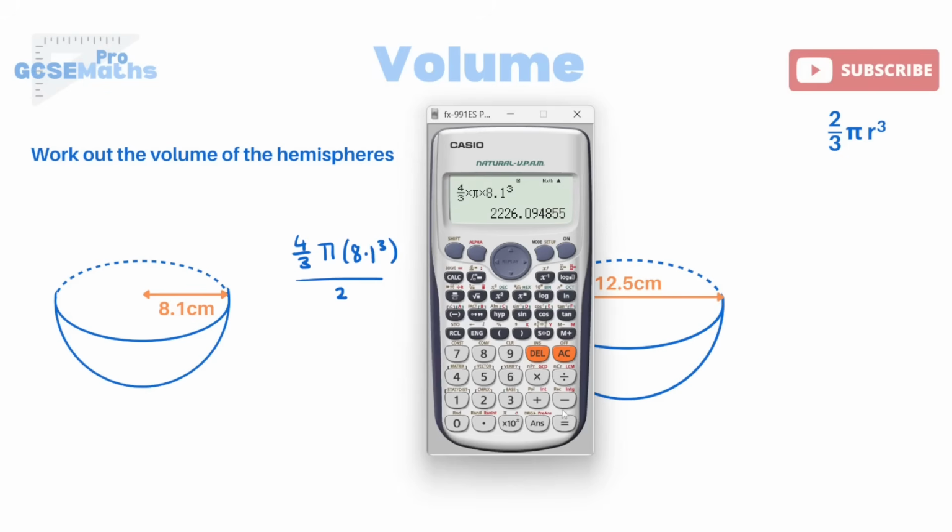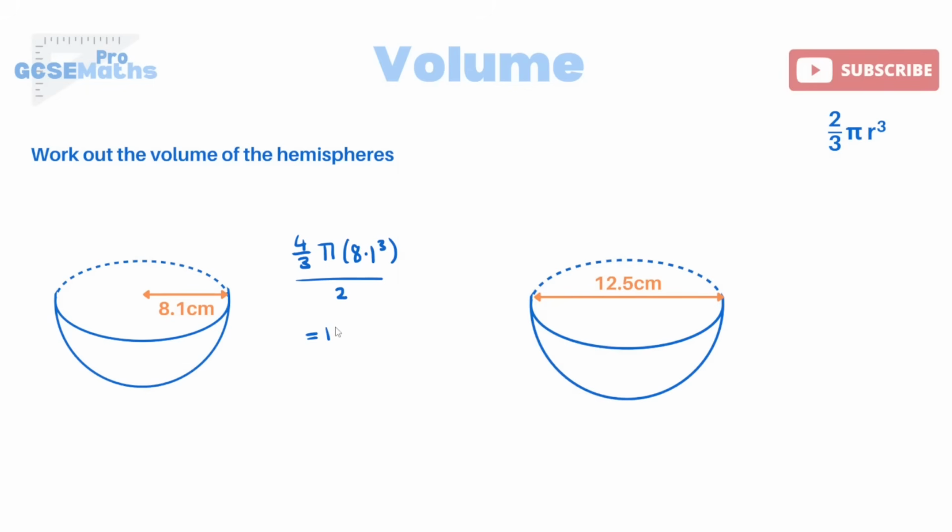So that would be the whole sphere, and then if I divide my answer by 2, that's what I should get for just the hemisphere. 1,113. Obviously round it to whatever degree of accuracy they've asked for in the exam question. The next one, same idea as the previous question, we've now been given the diameter. That can also happen with hemispheres, so just remember to work out the radius first by dividing it by 2. That'd be 6.25.